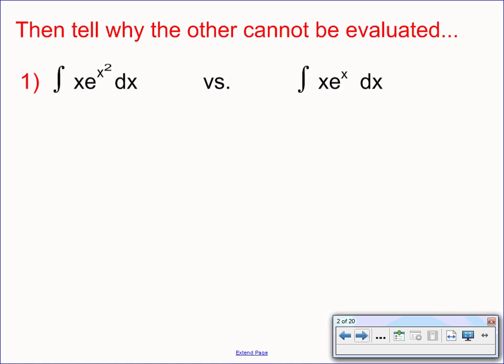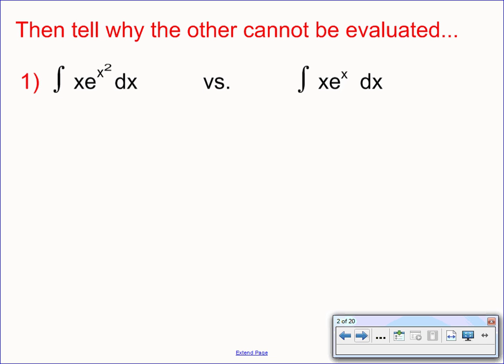Grace and Riley? The one on the left. The one on the left, awesome. And why can't we do the one on the right? Because the one on the right doesn't have the derivative of the exponent. Absolutely. And so in the past we've seen products of functions, right? We've seen products of functions. In each case here we have a product of functions as the integrand.